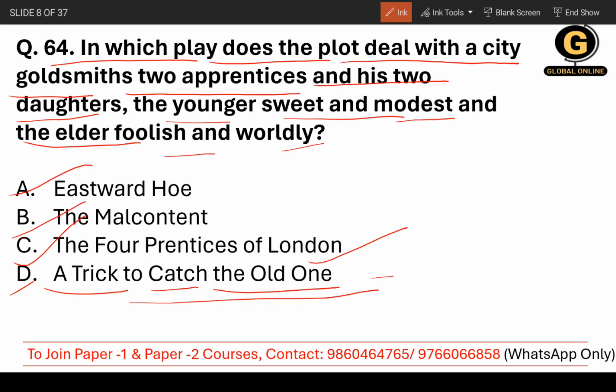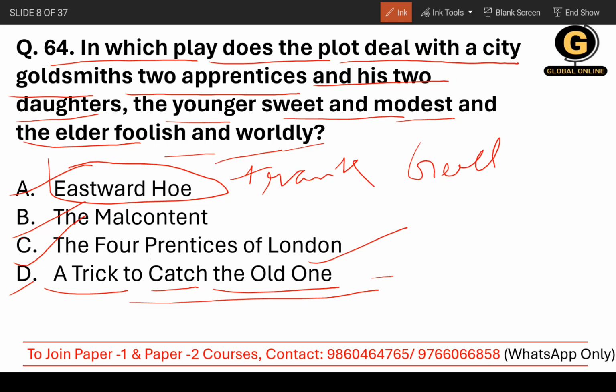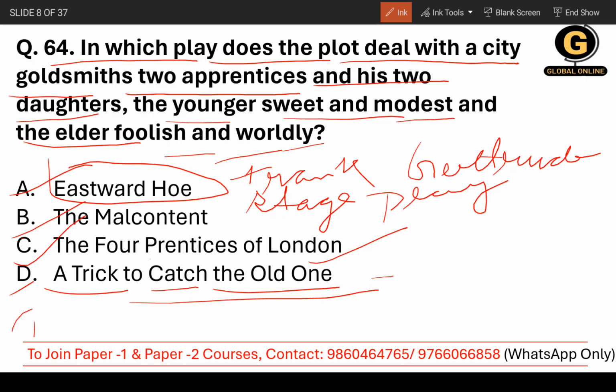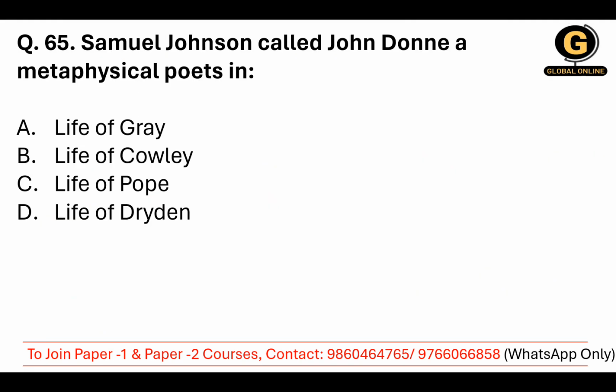The correct answer is Eastward Ho, where you can see that Frank is one daughter and the other one is Gertrude. It's a stage play of the Jacobean era, and it was written by three writers: first Ben Jonson, then George Chapman and John Marston. These three. Moving on to question number 65.